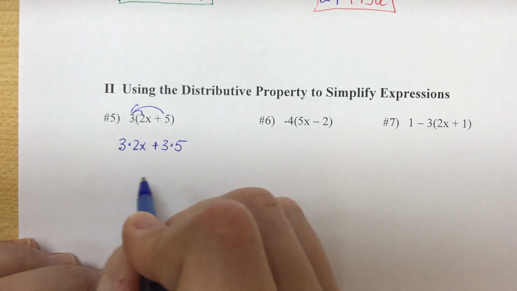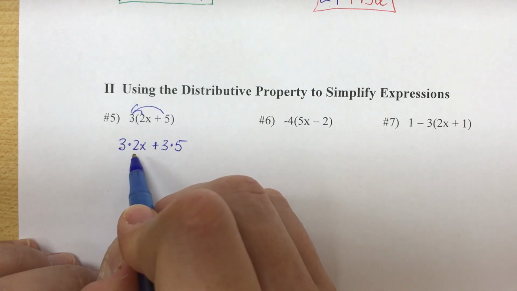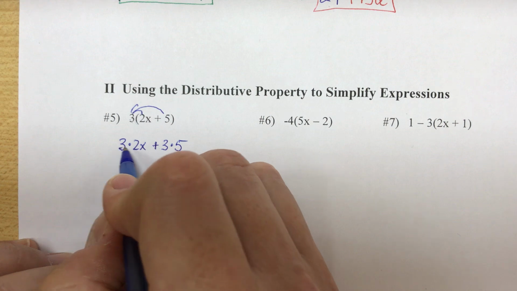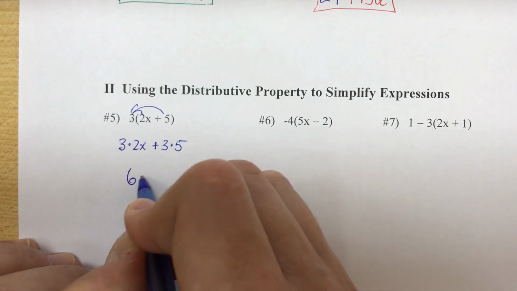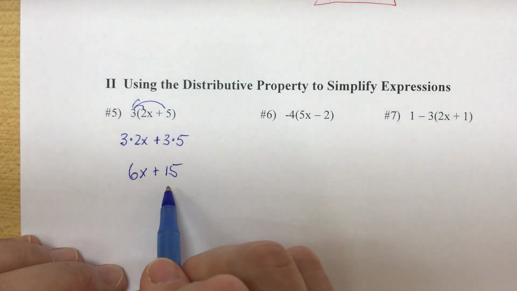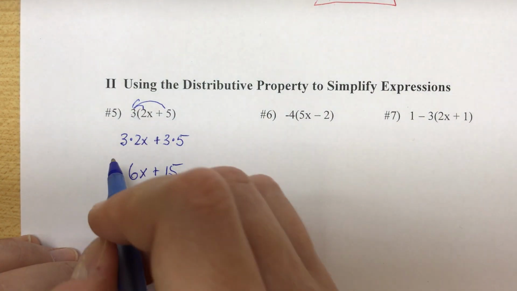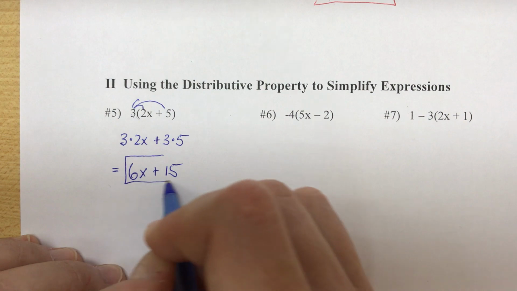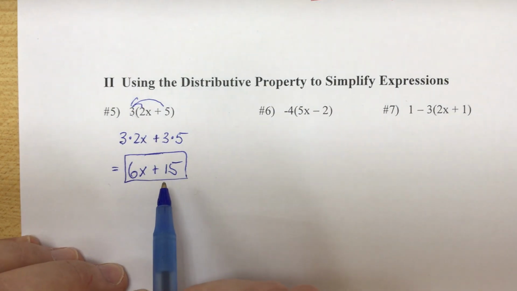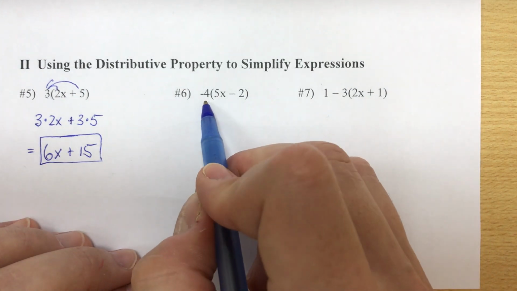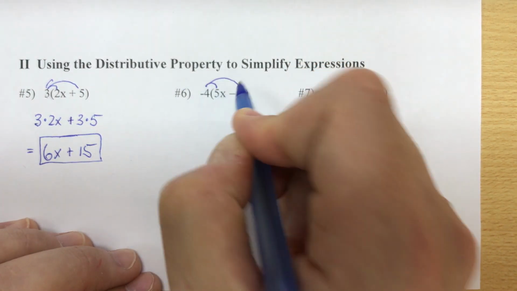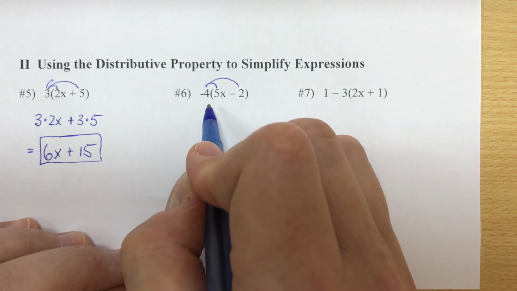And now we can multiply here. We're not talking like terms now. When we multiply the coefficients, that is 6x plus 15. Are these like terms? No. So that means we are simplified, because we are not allowed to add those. Now let's say we distribute a negative 4. So I'm going to write it out again.